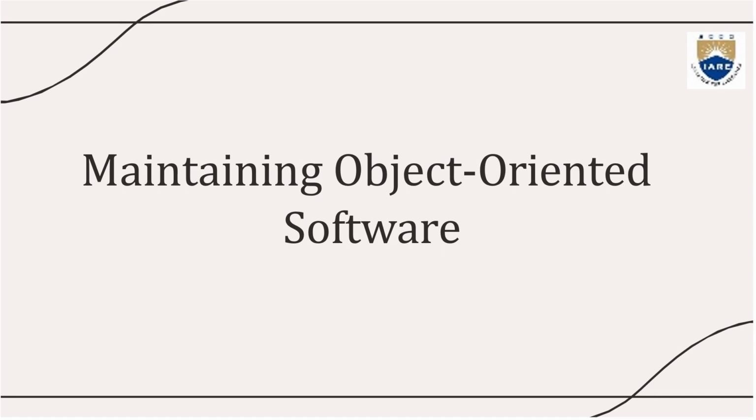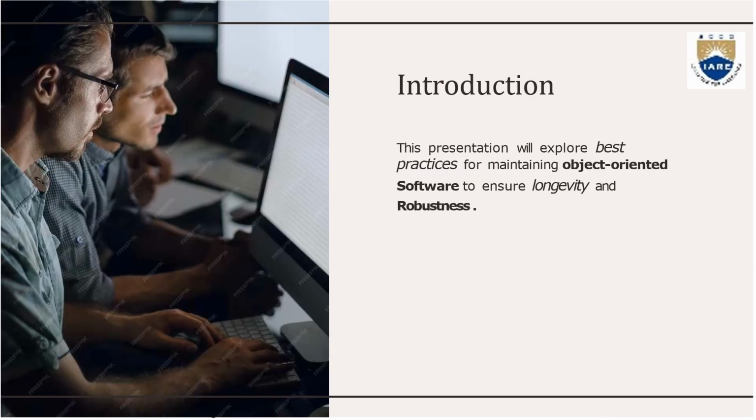Now I am going to explain about maintaining object-oriented software. As per my research, an object-oriented program has an access modifier, the return type, method name, parameter list, exception list, and method body. Introduction. This presentation will explore best practices for maintaining object-oriented software to ensure longevity and robustness.